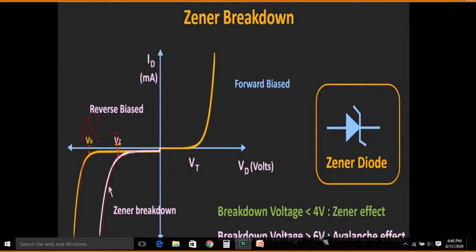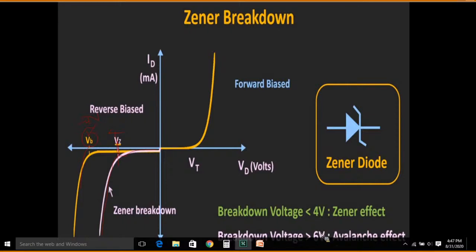If the breakdown voltage is greater than 6 volts, that means more reverse voltage, and that is the avalanche effect. Between 4 and 6 volts, you can observe both types of breakdown, avalanche and Zener. But in MCQs, generally you are not going to see 4; they are going to take the reference as 6.